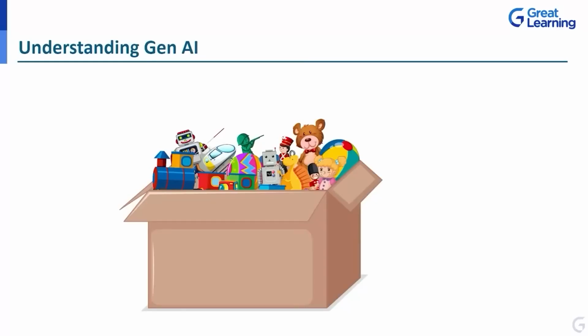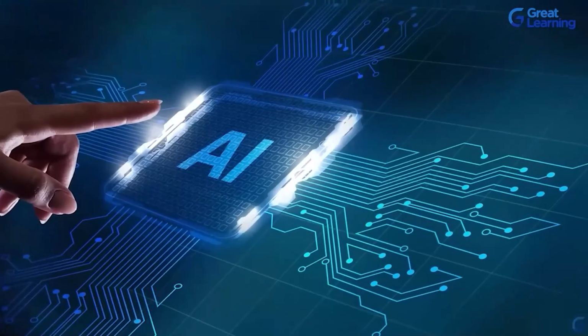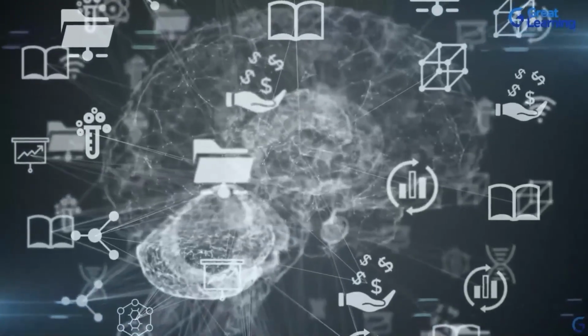But what if I tell you that this box is a magical box? And if you input your understanding of what you want in your new toy with instructions, it can create a new toy for you, which is not available in the market. Now, this toy can be a bear with unicorn features and wings. What if it generates that for you? This magical box generates a toy which is very unique for you. This magical box is nothing but generative AI.